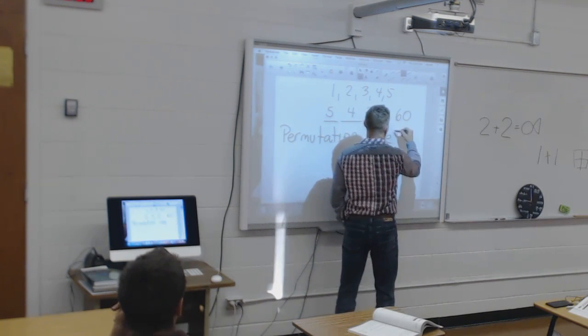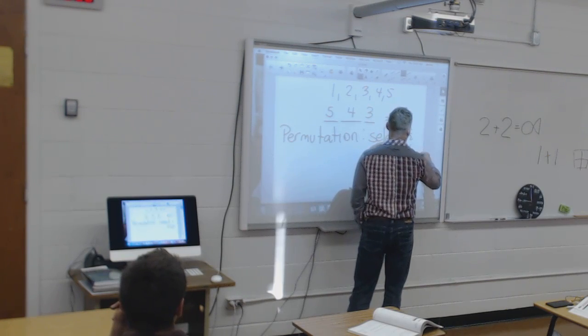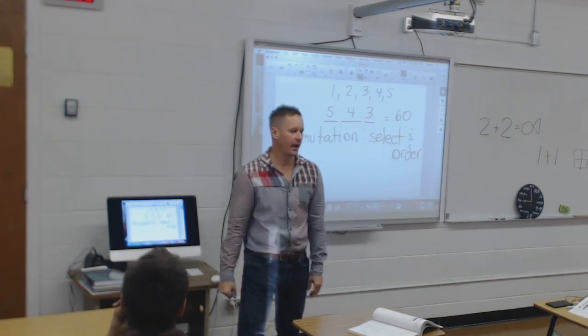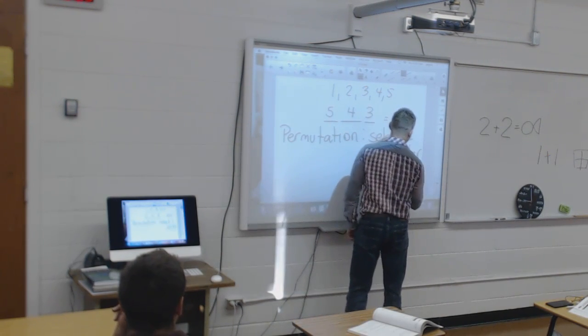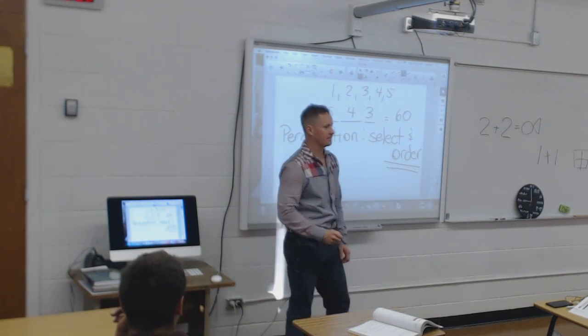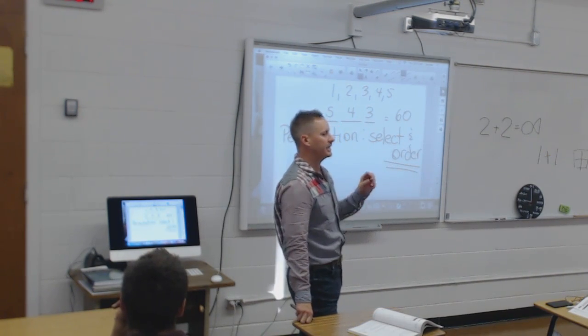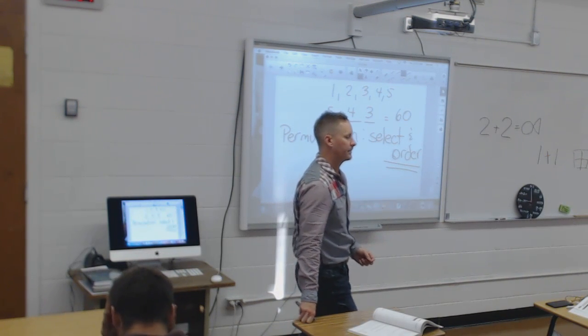and order the values. So that's essentially what I did. I picked 3 students there, and then I had to arrange them in order. This right here is super significant to you. Order. You have to remember that if there is a suggestion of order, you're using a permutation.